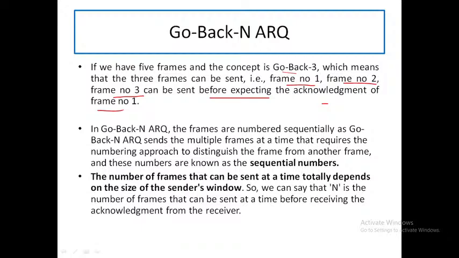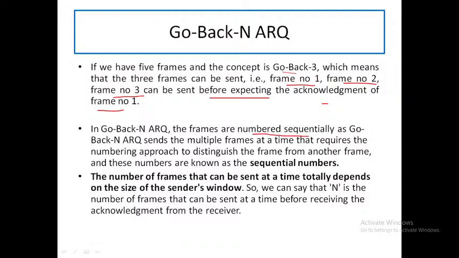But in case of Go-Back-N, we will be sending 3 frames or 5 frames. How does it matter? What is the value of N? That many frames we will be sending before expecting the acknowledgement of frame 1. That is the scenario.